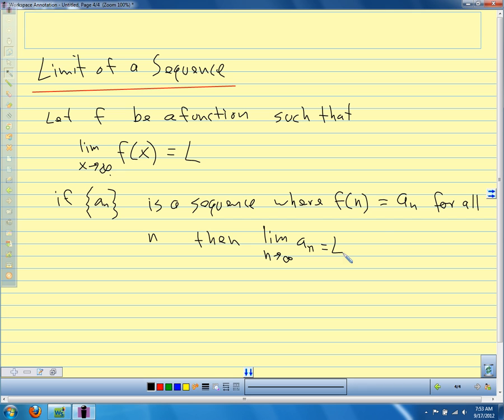So all this tells us is if we can figure out a function where the function value agrees with the term of the sequence for each integer, then I can just look at the limit of that function and say that's the limit of the sequence. So that gives us an easier way to work with limits of sequences. We can work with what we know with limits of functions. And let me give you a quick reminder of properties of limits, and then we'll be done.